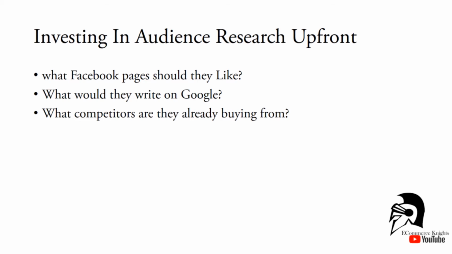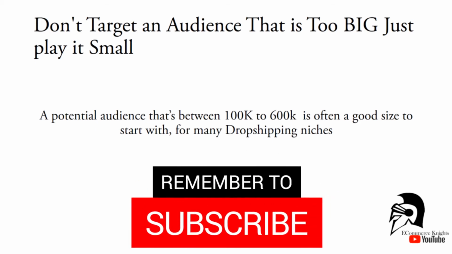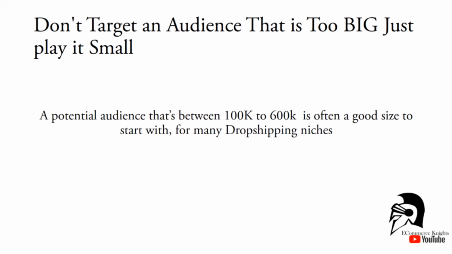Tip number 2. Don't target an audience that is too big, just play it small. A common mistake with paid advertising, regardless of platform, is going too broad with the audiences you target. You might think like everyone is your potential customer, but in reality this is wrong. Remember, you're paying money not only to make people reach your ad, but to convert them into customers. So play it small, and especially in the beginning. A potential audience that's between 100,000 people to 600,000 people is often a good size to start with for many dropshipping niches.